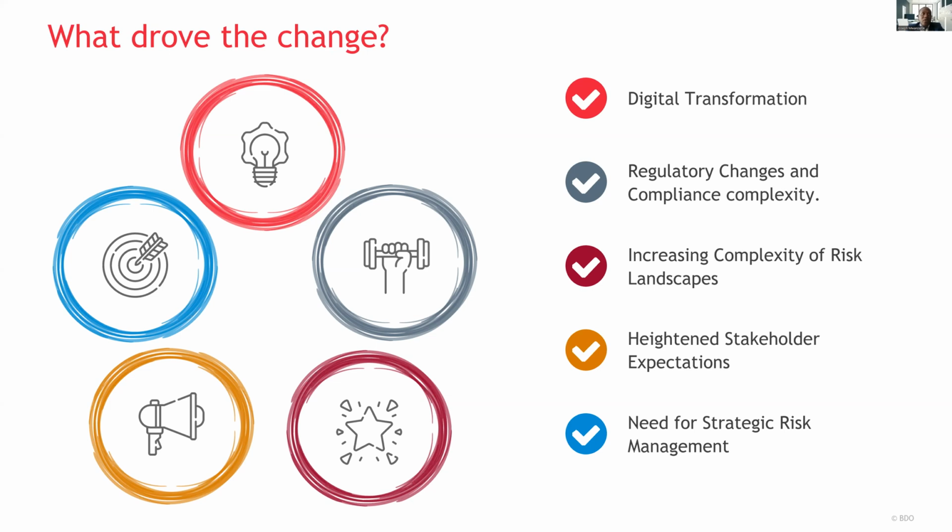So in conclusion, the shift to the three lines model is a response to the evolving business environment characterized by digital transformation, regulatory complexity, and increasing risk and interconnectedness. It represents a move towards a more flexible, integrated, and strategic approach to governance, risk management, and control, which aims to better equip organizations to navigate the complexities and the opportunities of the 21st century.